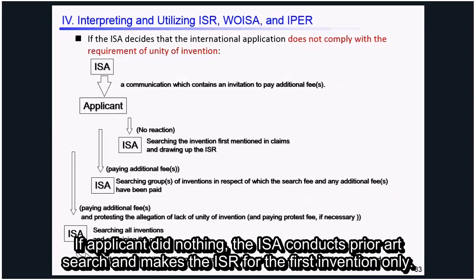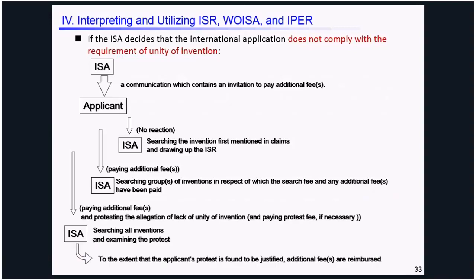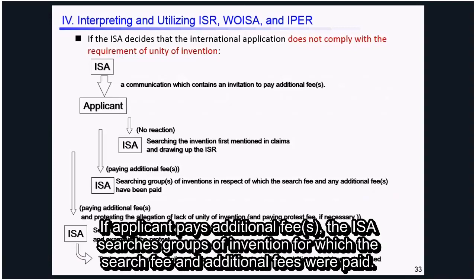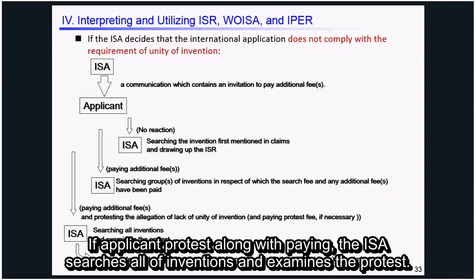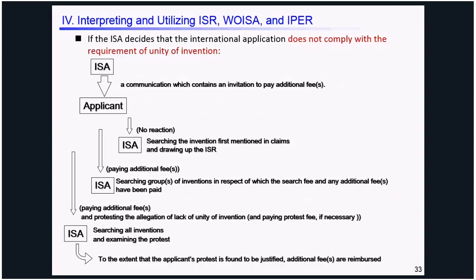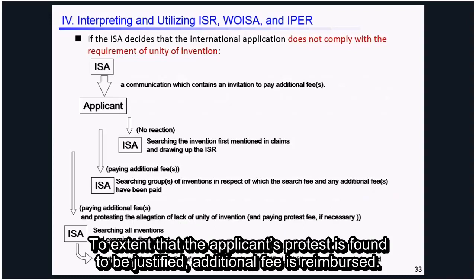If the applicant did nothing, the ISA conducts prior art search and makes the ISR for the first invention only. If applicant pays additional fees, the ISA searches groups of invention for which the search fee and additional fees were paid. If applicant protests along with paying, the ISA searches all of the inventions and examines the protest. To the extent that the applicant's protest is found to be justified, additional fee is reimbursed.